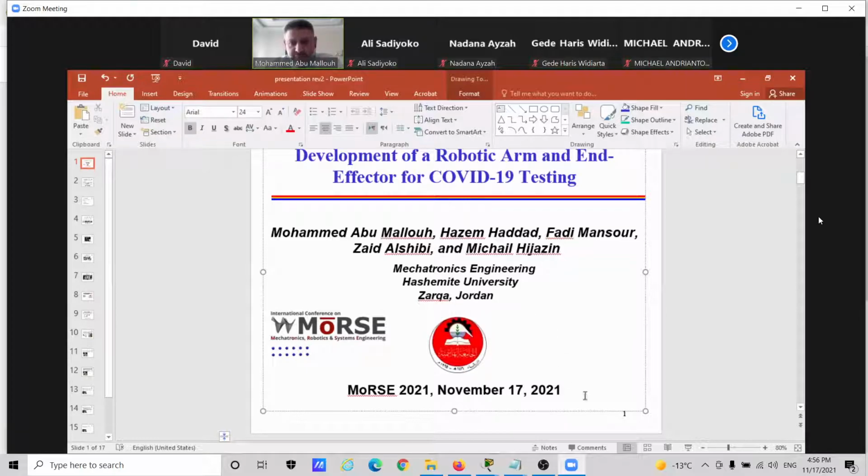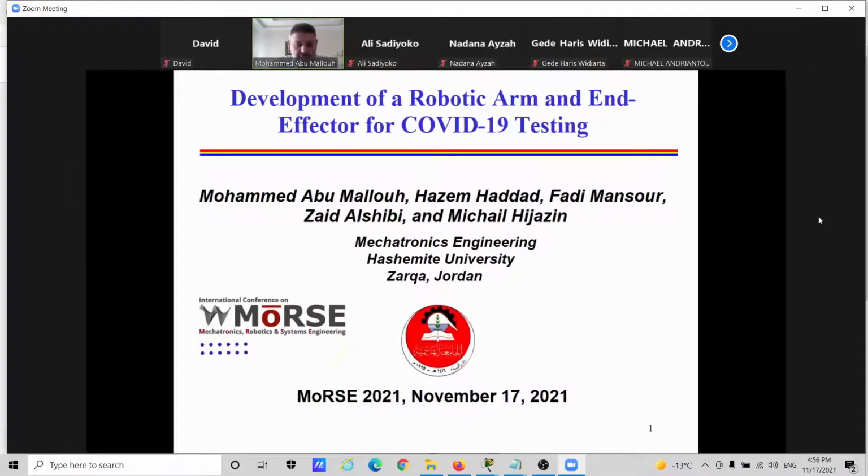The subject I'm presenting today is about the development of a robotic arm and end effector for COVID-19 swab testing. This work was done by Hazem, Fadi, Zaid, Michelle, and myself from the Mechatronics department at the Hashemite University in Jordan.